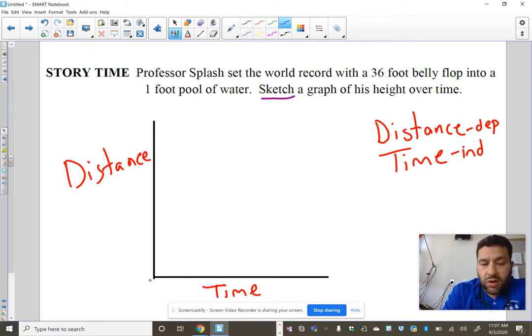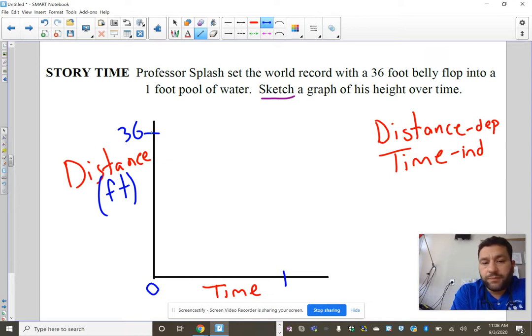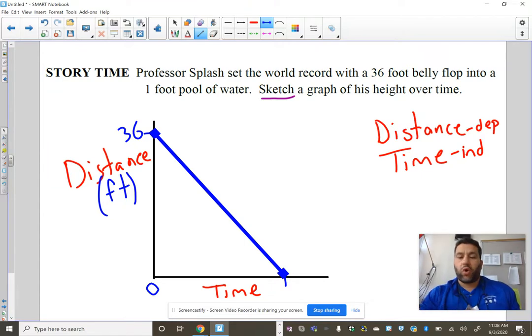Now, we know that he starts at 0 time and his top height is 36 feet. Well, what would the distance look like over time? Would he be going higher up? Would he be going lower? If you think about it, if he's jumping and doing a belly flop, over time his distance is decreasing. So the rough sketch that we would provide would look something similar to this one right here, just showing a steady decrease over time.